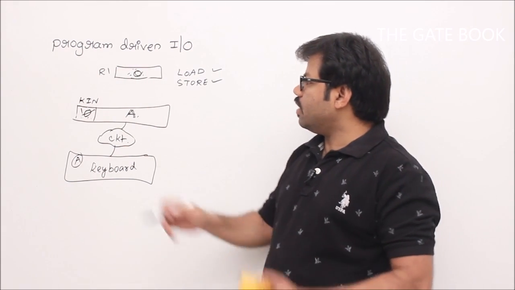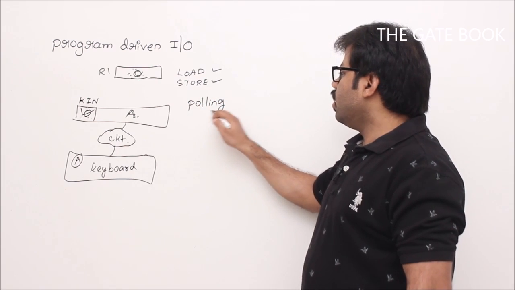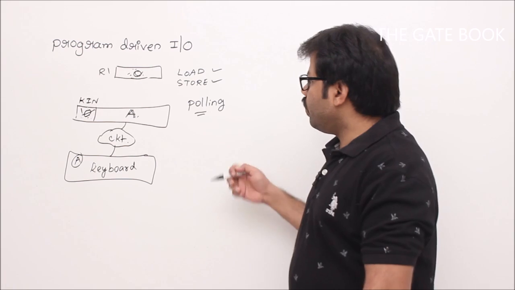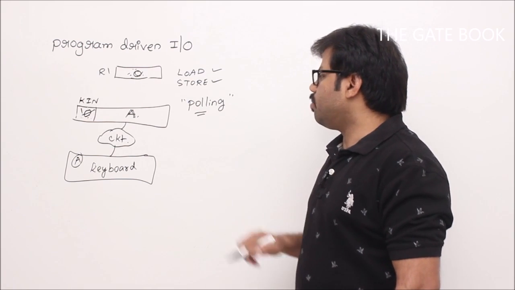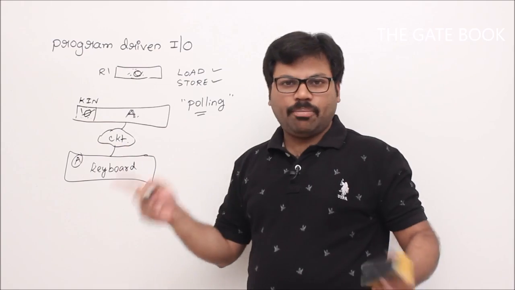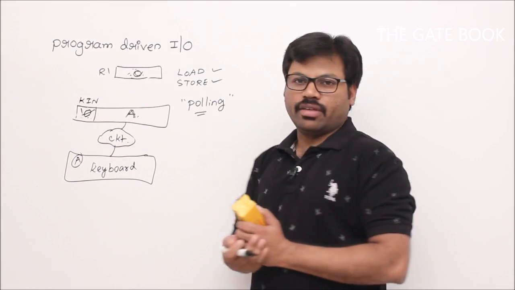When you do that, this process is called polling. Polling is nothing but observing one bit continuously. Okay, so generally we use a keyword called polling. That means we are busily waiting for something to happen. What is that? Data to come, right? So that process is called polling.